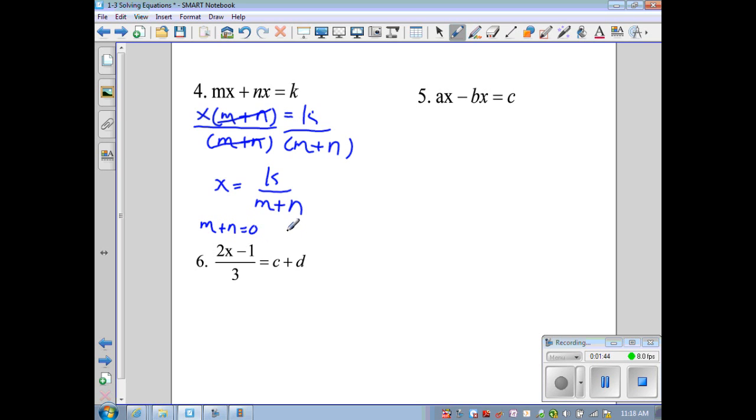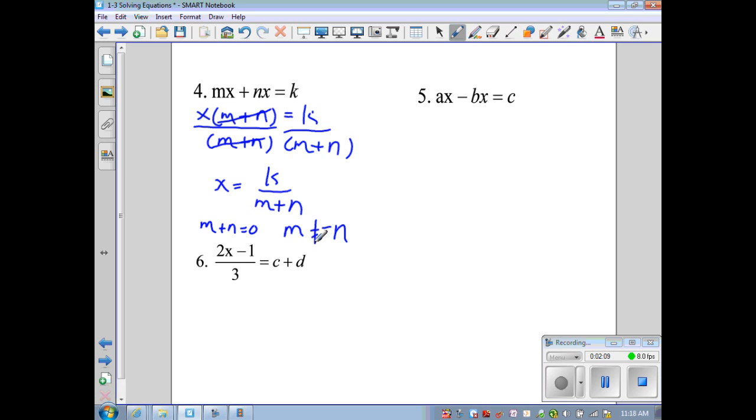Well, if I solve that, that tells me that it is going to be 0 when m equals a negative n. So if this was 2, and this was the opposite, or a negative 2, 2 plus a negative 2 would make this quantity 0. If this was a negative 5, the opposite would be a positive 5, and that would still make the denominator 0. So m cannot equal its opposite, a negative n.